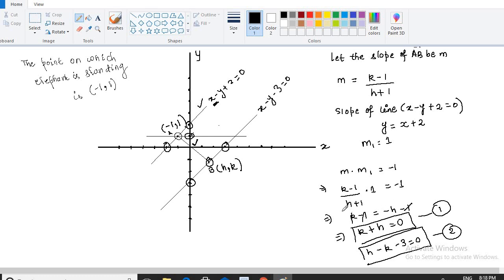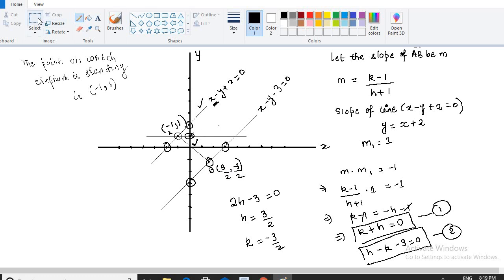So let's add these equations. First of all, by adding equations 1 and 2, you are going to get 2h minus 3 is equal to 0. It means h is equal to 3 by 2. Now, from equation 1, if you put the value of h, you are going to get the value of k, that is minus 3 by 2. So what is the value of (h, k)? We have received (h, k) as (3/2, minus 3/2). Let me write it: 3 by 2, minus 3 by 2.